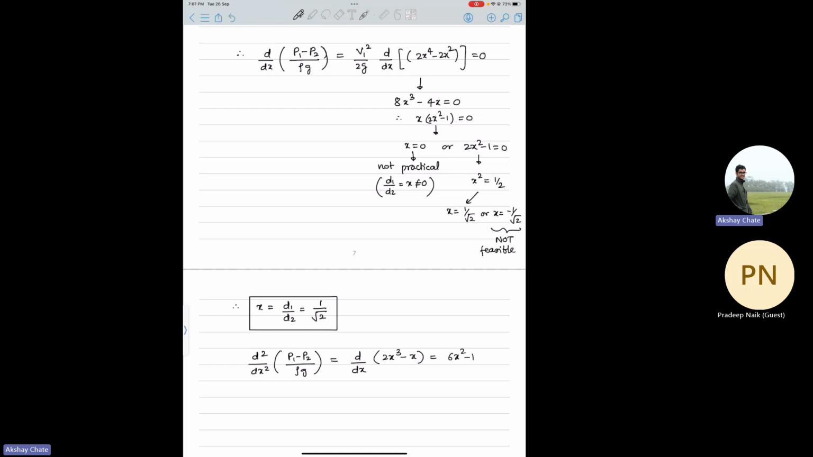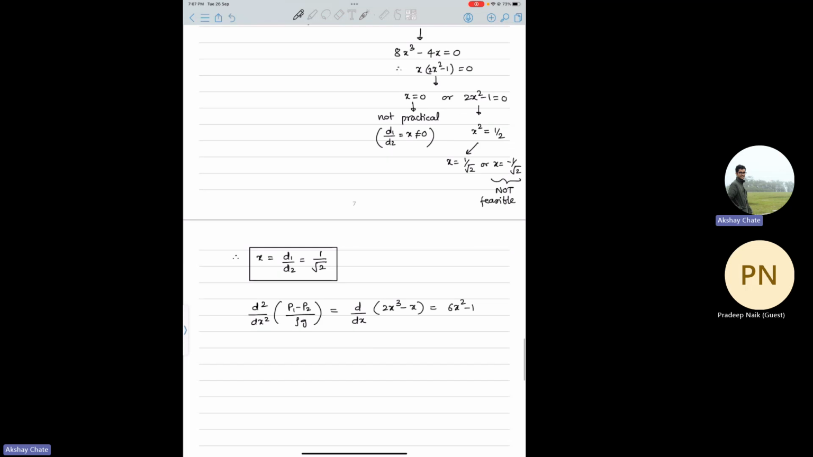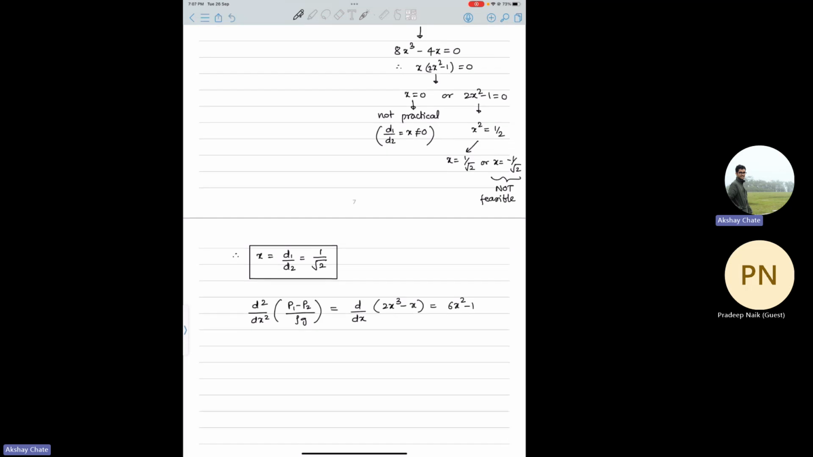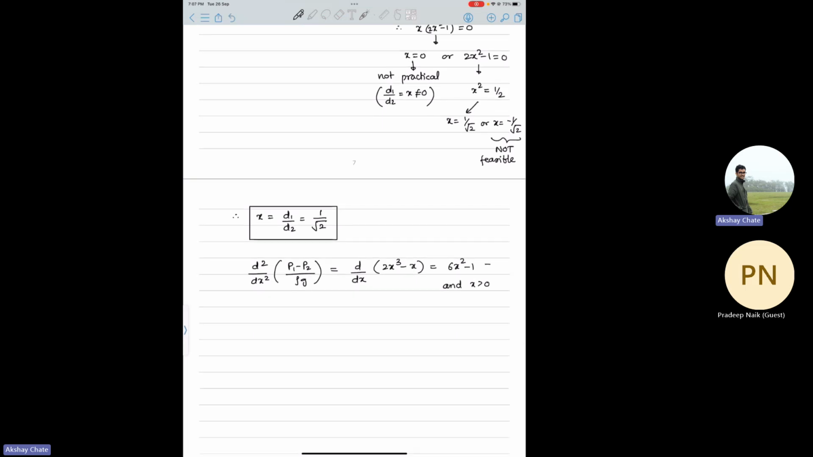Now you have to see whether this quantity is positive or negative for x greater than 0. Because x is our ratio of d1 by d2, right? And x is always greater than 0. So therefore, the second derivative is always greater than 0. So therefore, d1 by d2 equal to 1 by root 2 will give you minimum.